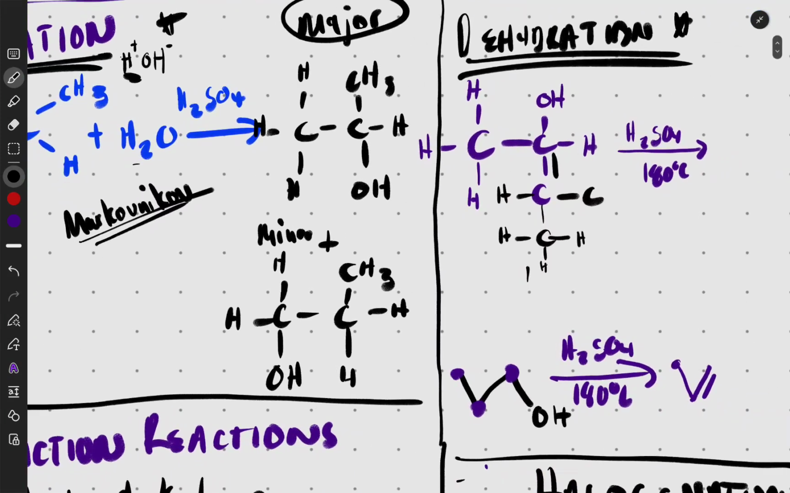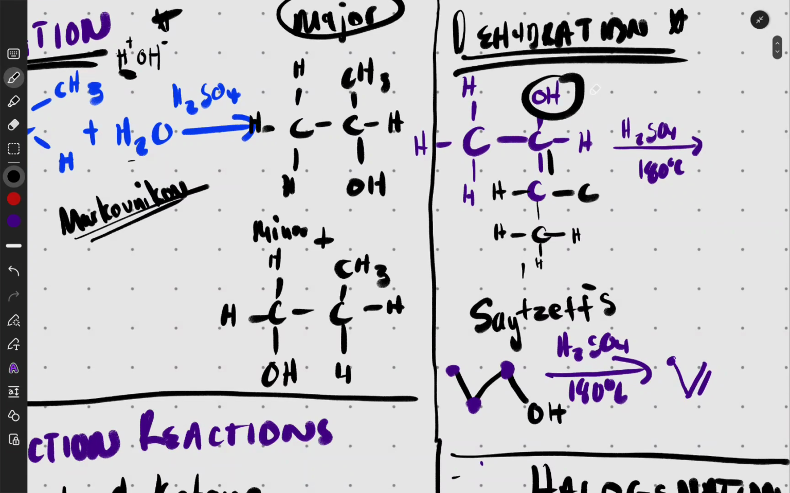Now for dehydration, we deal with what we call Zaitsev's rule, okay? I know that OH is going to go from here, but for me to make my double bond, is it going to be the double bond here or the double bond here?